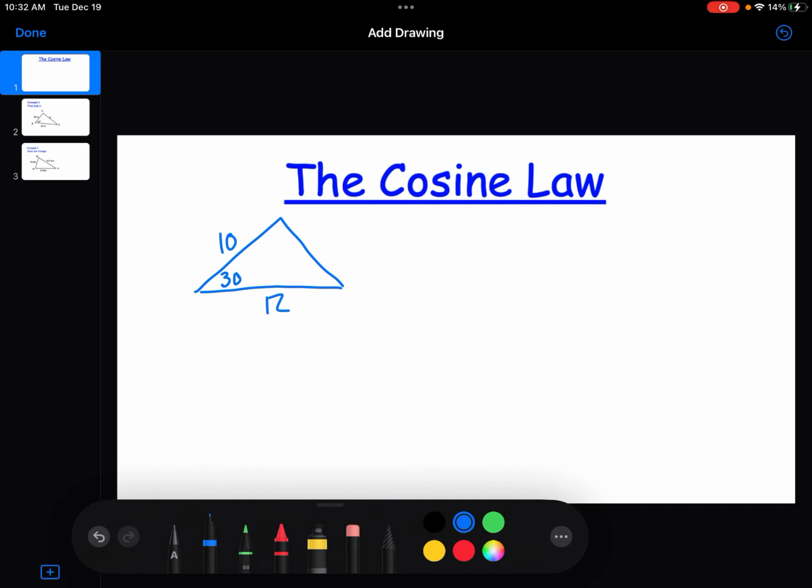We need to use what's called the cosine law. That'll let us find this side length. And then we'd be able to use the sine law afterward because we'd create this complete ratio.